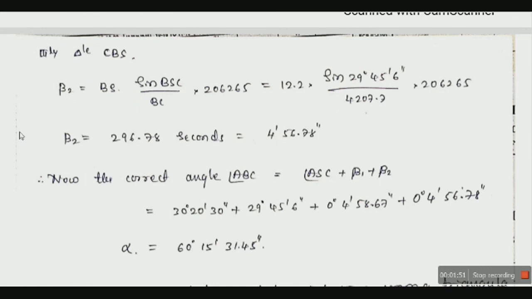Similarly, again we have to calculate for triangle BSC, applying the sine rule for that triangle. Then your beta 2 formula will be BS into sine BSC divided by BC into the constant. Put in all the values. Again you get beta 2 in terms of seconds, convert into minutes by dividing by 60. We are getting 4 minutes 56 seconds.